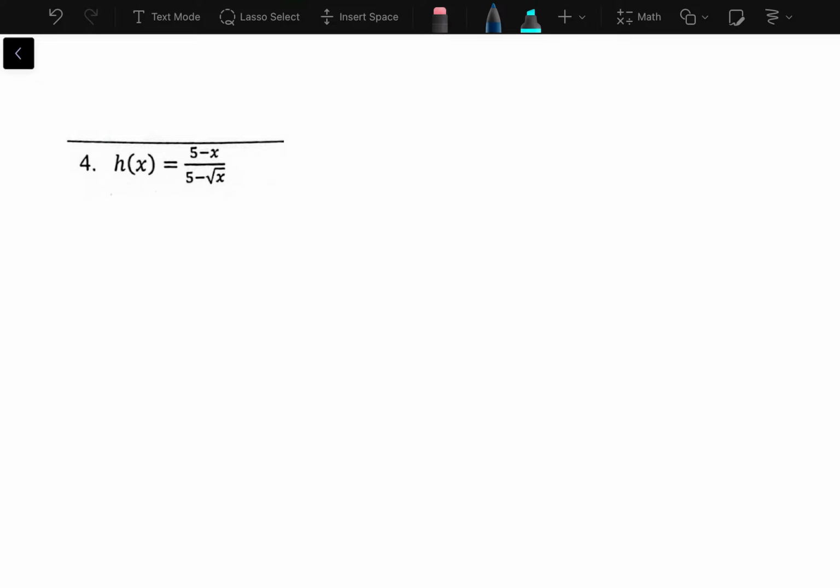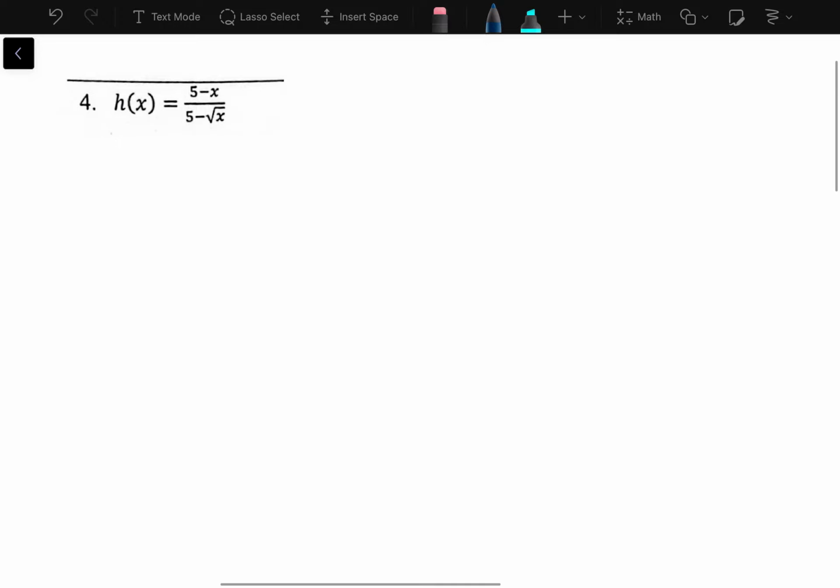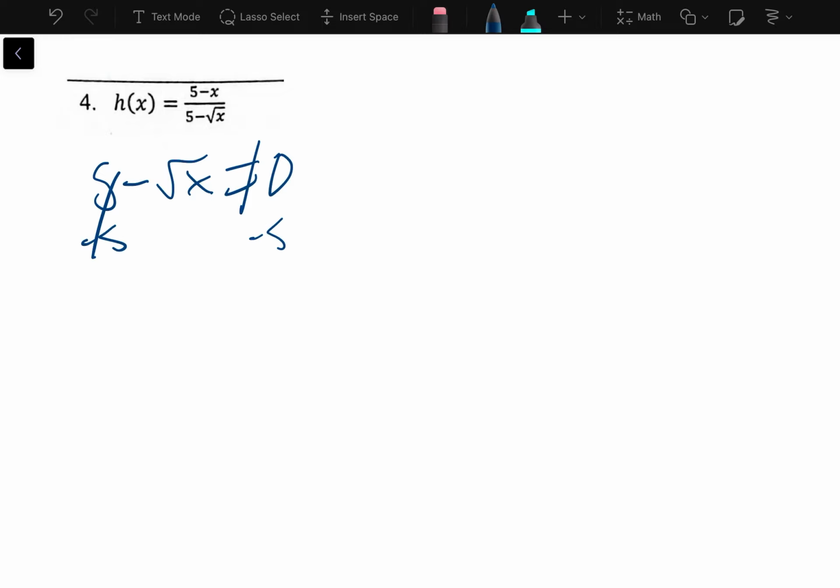Okay, next question. This question asks us to confirm continuity over an interval. So this is fun, and these involve rules. The first rule is that anything in the denominator cannot be equal to 0. So 5 minus square root of x cannot be equal to 0. So just an algebra problem: negative square root of x is equal to negative 5. The negatives cancel, right? So now we have the square root of x equal to 5.